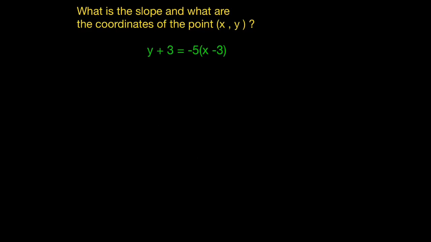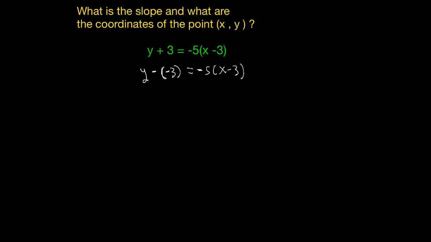Let's look at another problem here. Now we have y plus 3 equals negative 5 times x minus 3. In this problem, I'm going to rewrite this equation. I'm going to make use of the fact that when you multiply two negatives together, you get a positive. So rewriting the positive 3 as minus negative 3 is the same thing. You're going to see in a minute why I decided to do this. And now we have negative 5 times x minus 3.